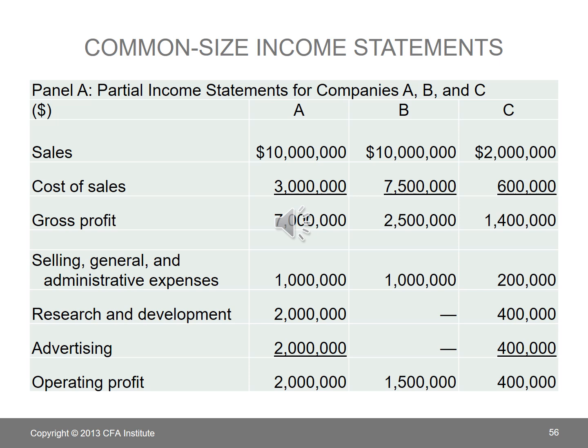So for that, we have an example presented right here of a partial income statement for 3 hypothetical companies operating in the same sector or the same industry. Company A and Company B, each with 10 million in sales, are larger as measured by sales than Company C, which has only 2 million in sales. In addition, companies A and B both have higher operating profits, 2 million and 1.5 million respectively, compared with Company C's operating profits of only 400,000.